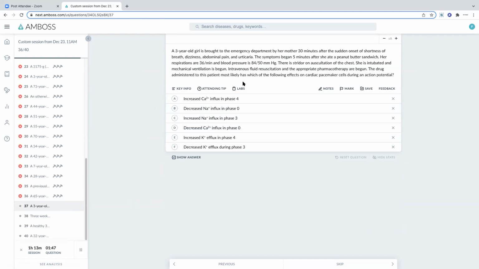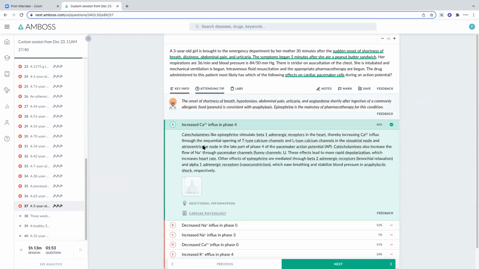The drug administered most likely has which of the following effects on cardiac pacemaker? Which one did you choose? Okay. What was the name of the drug that she was given? Can anyone tell me? First and foremost, what is the drug? The drug is a catecholamine, yes, epinephrine, because the patient has anaphylaxis.